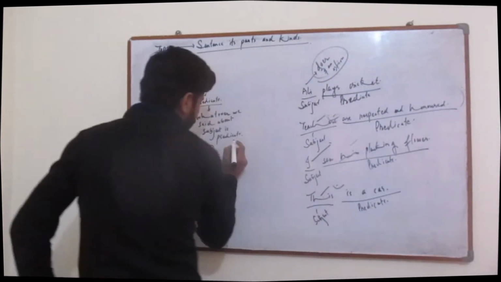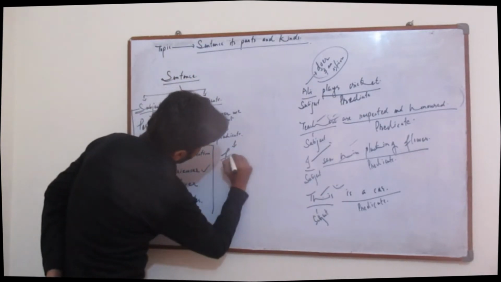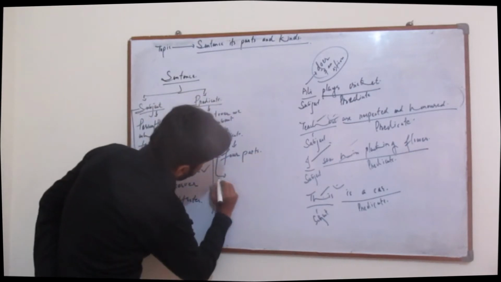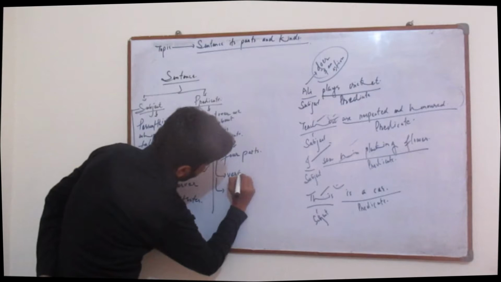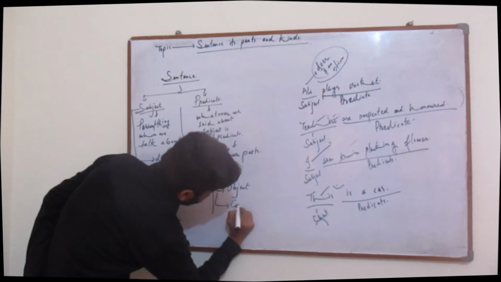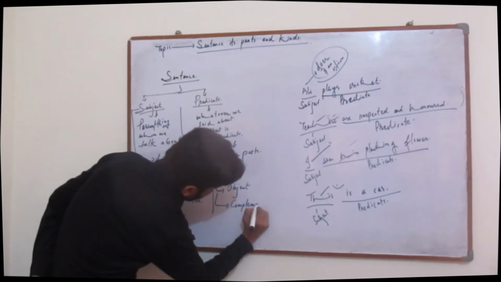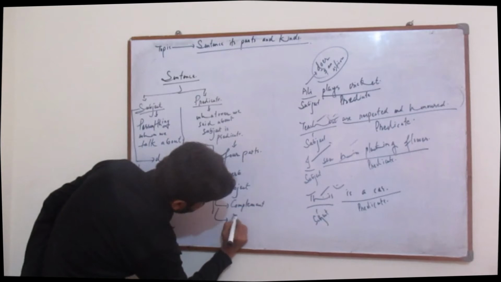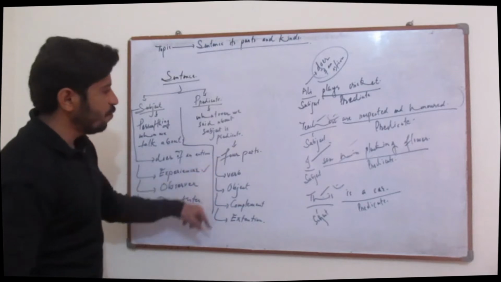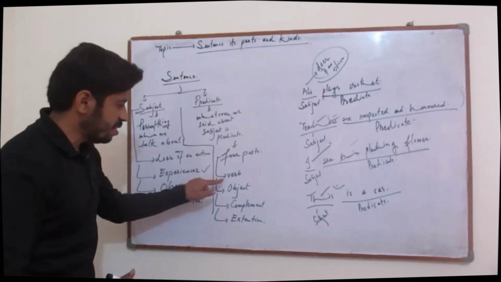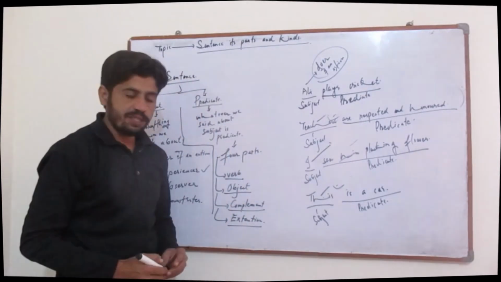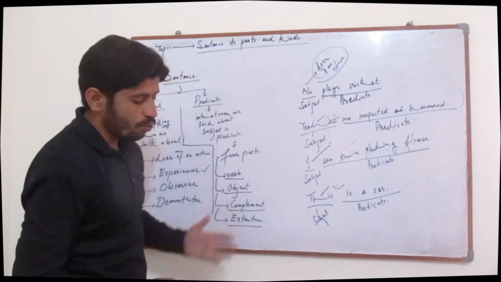Now there are 4 parts of predicate. Number first is verb. Number second is object. Number third is complement. And number fourth is extension. So there are 4 parts of the predicate. Let us discuss these 4 parts.